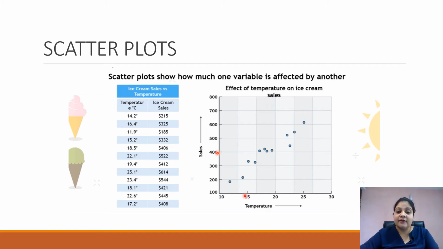Now we can see that after plotting all the data points, we can easily notice that with the rise in temperature, the sales of ice cream are also rising. That means as it gets hotter, the number of ice cream sales is increasing. So this is how we can study the effect of the change in temperature on the sales of ice cream.